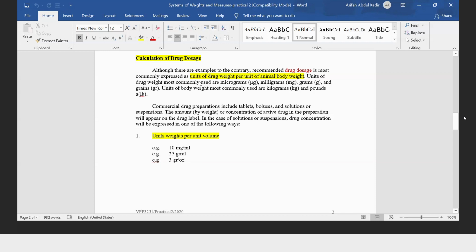Units of drug weight commonly used are microgram and milligram. We never use drug in kilogram, that's too much to consume. Can we consume drugs in kilogram? Class? Tidur ke apa? Dengar. So kilogram is too big. Body weight is in kilogram, but drug is usually in microgram, milligram, grams, or grain. The body weight is usually in pounds, lb.